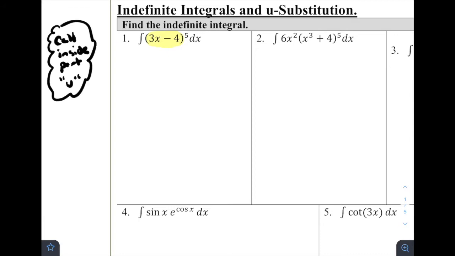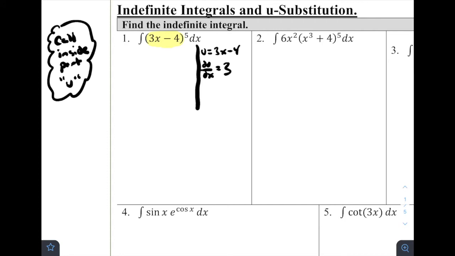So I'm going to say u, and this is going to be side work. I'm just going to put this over here. u is equal to 3x minus 4. Once you've identified what u is, you want to take the derivative of it. So I'm going to call that du dx. And it's a dx because we're taking the derivative of u with respect to x. That's the variable over here. And so the derivative of 3x minus 4 is just 3.